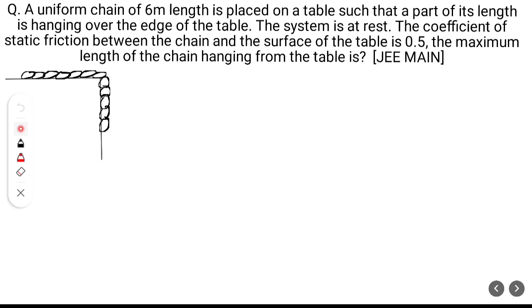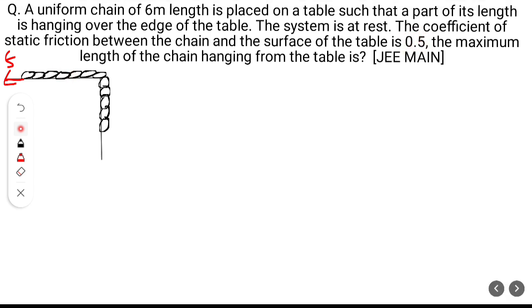Now, what is preventing this chain from sliding? Frictional force is preventing it. Frictional force acts in this direction, and that is preventing the chain from falling down. The maximum value of frictional force depends upon the normal reaction. Mu N gives the frictional force, and the more the normal, the more the frictional force. Mu is constant, that is 0.5 here.